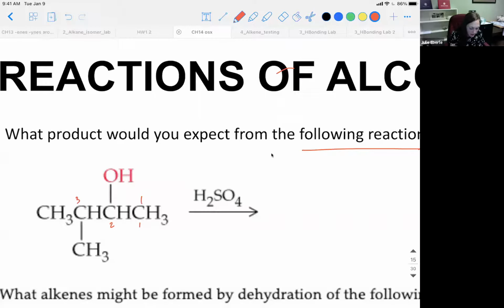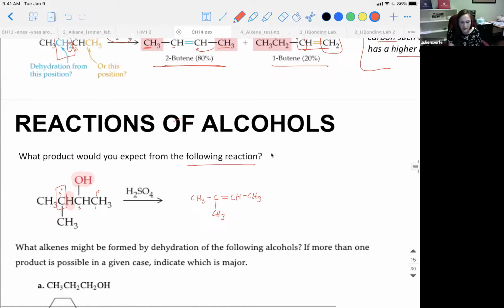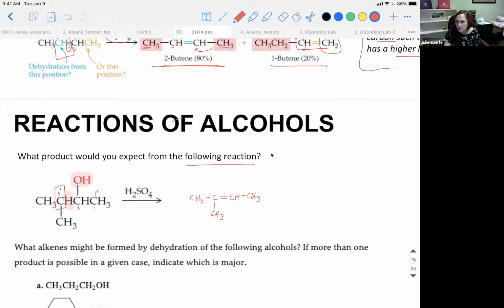Carbon 1 here is primary. Carbon 3 is tertiary. Because it has a higher level of substitution, we're going to pull the hydrogen off that. So basically, this hydrogen right here, I'm going to highlight it, and that OH group right there is going to go. This is a dehydration. That's the water molecule, it's going to be pulled off. And then we're going to form a double bond between carbon 3 and carbon 2. So this is the product we would get. Does that help make sense of what I was trying to explain on the previous slide?